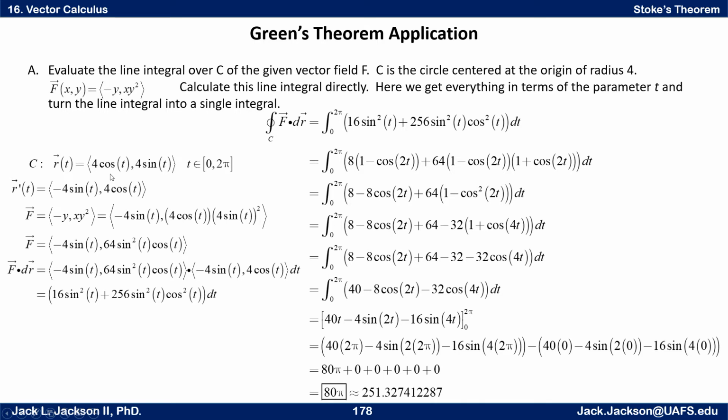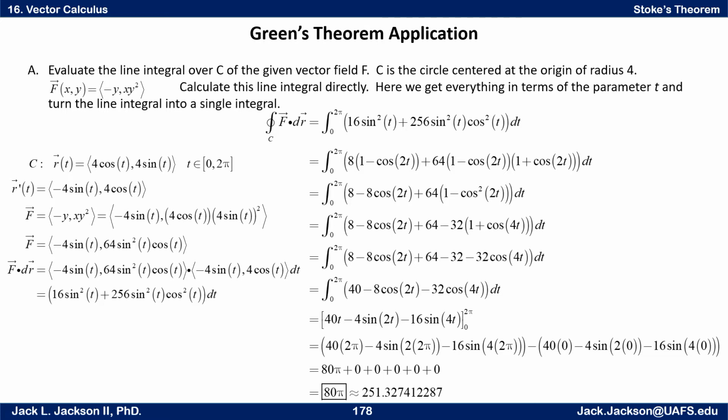If we let t be theta, we've got r vector function of t is 4 cosine of t comma 4 sine of t, and let t run from 0 to 2 pi. Then r prime of t: the derivative of cosine is minus sine, and the derivative of sine is cosine, so r prime of t becomes minus 4 sine of t comma 4 cosine of t.